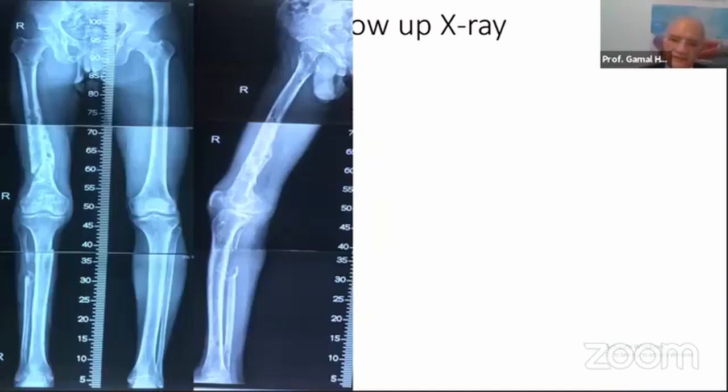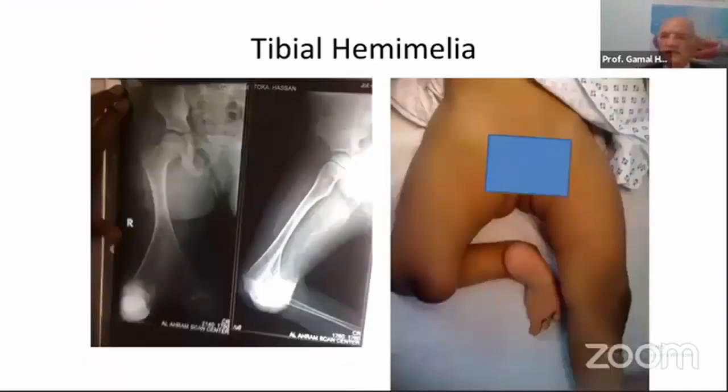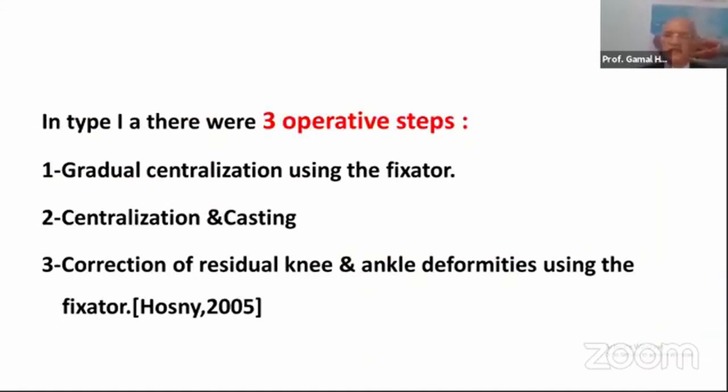But many of them don't have the experience of how to manage later on. An example for deformity is tibial hemimelia, complete absence of the tibia. In such a case, we have a bifid lower femur. We use 3 operative steps: gradual centralization using the fixator, centralization and casting, and the correction of the residual knee and ankle deformities using the fixator.